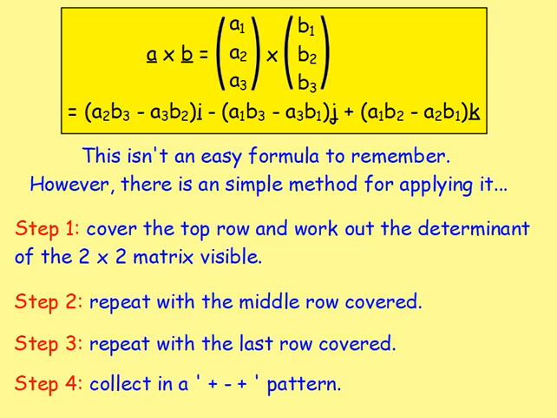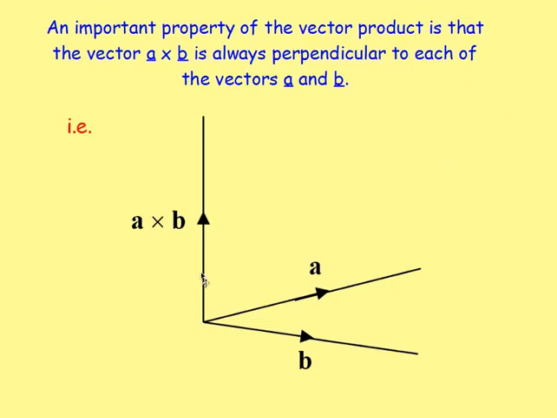It is worth noting as well, if you work out A cross B, that will give you a vector. And that vector is always going to be perpendicular to the vectors A and B, as shown here. So an important property of the vector product is that the resulting vector, your A cross B, is always going to be perpendicular to both A and B. Let's try a few examples with this.